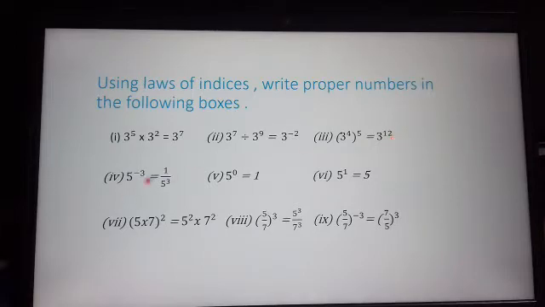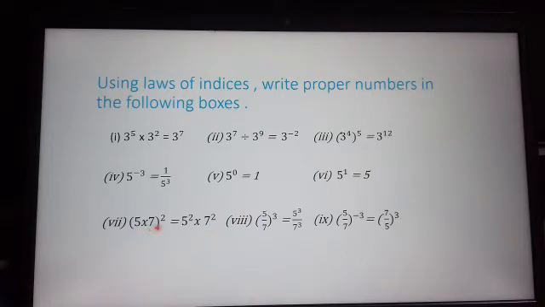And 5 raised to minus 3 means 1 upon 5 raised to 3, where a raised to minus m was written as 1 upon a raised to m in the laws. So you refer to the textbook page number 14. Then 5 raised to 0 means 1, because a raised to 0 is 1, and bases can be same. Here when 5 raised to 1 is given, the answer is only 5.